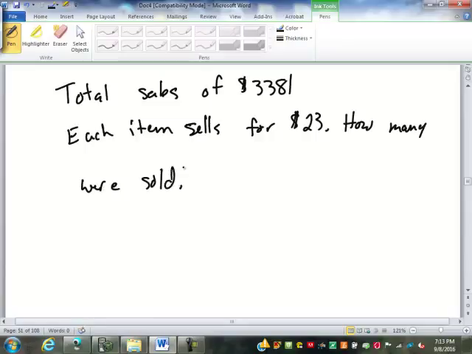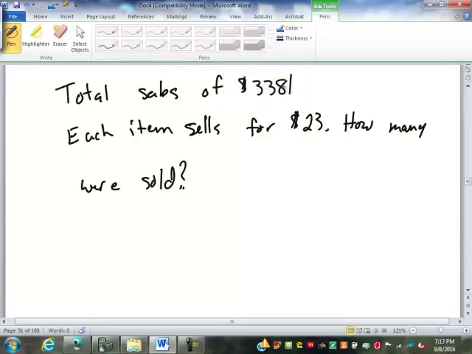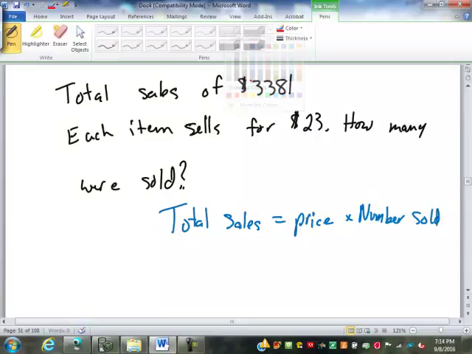Now, a lot of us will look at this and it's really simple to just divide it out. But what we're going to do here is practice using formulas. So we have a set formula where total sales is equal to the price per item times the number sold. Do we know the total sales? Yeah, that's the 3,381. Do we know the price per item? Yeah, that is the 23. Do we know the number sold? No, that's what we're looking for.